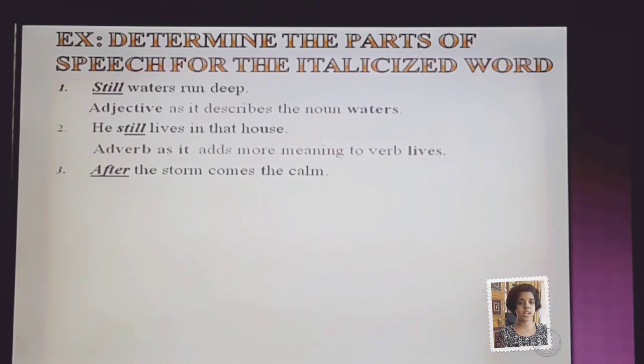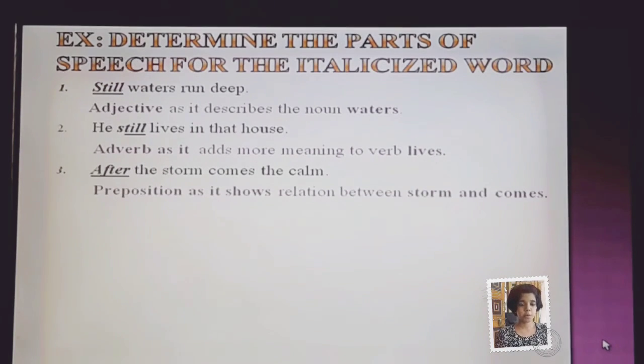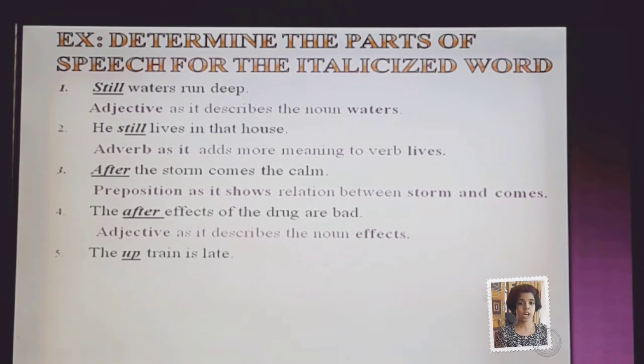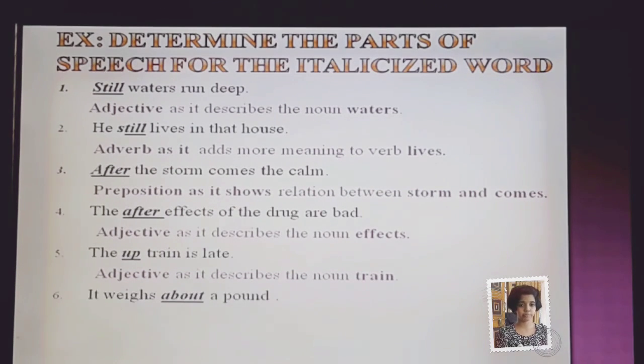After the storms comes the calm. Here, after is a preposition as it shows the relation between the storm and comes. The after effects of drugs are bad. After is an adjective as it describes the noun effects. The up train is late. Up is an adjective as it describes the noun train.